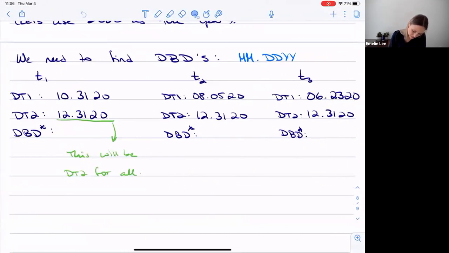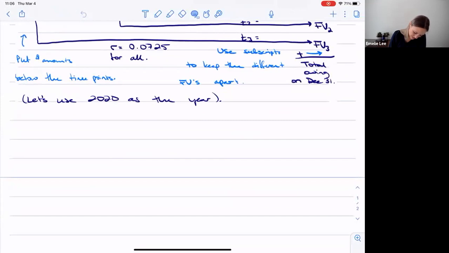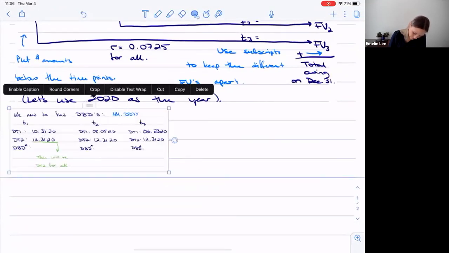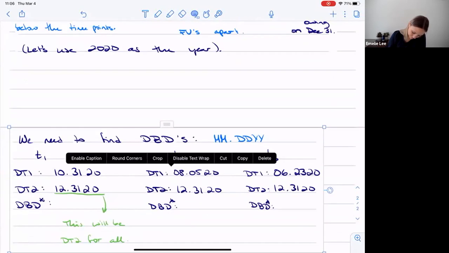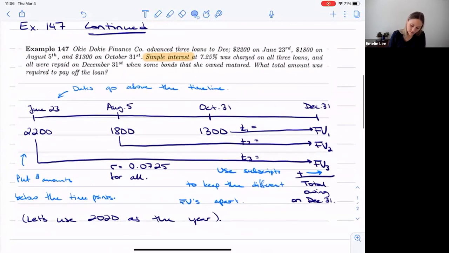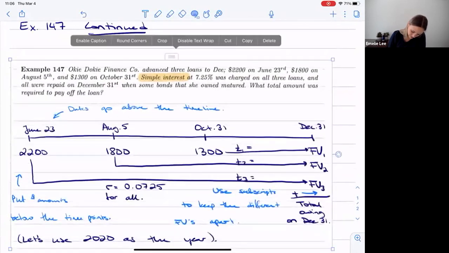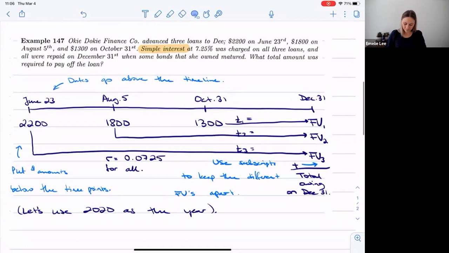This is all the stuff that you presumably have in your notes already. Let me bump this down here. So what did we do? We read through the problem, and then we identified the dates that are going to be our dates on our timeline, and then we space those out on our timeline. They don't have to make sense, they're just for visualizing what's happening.